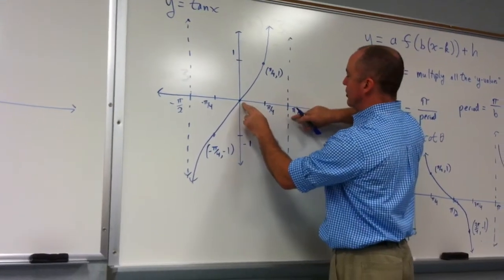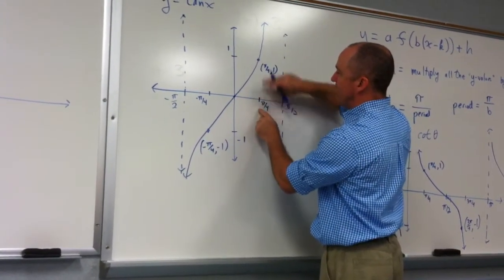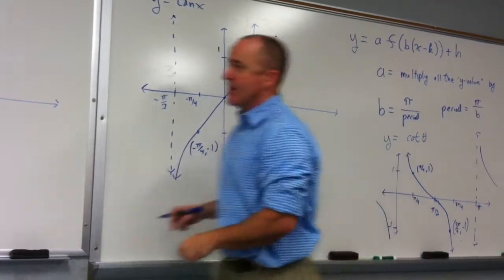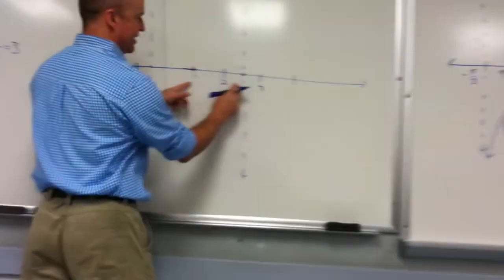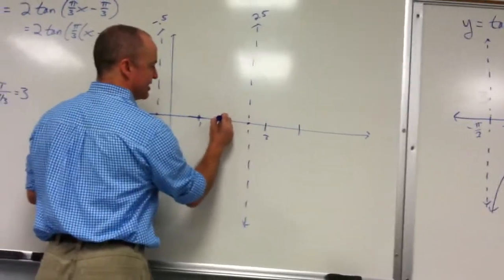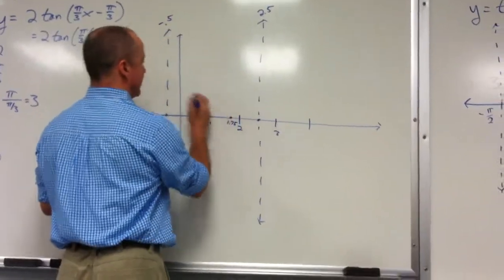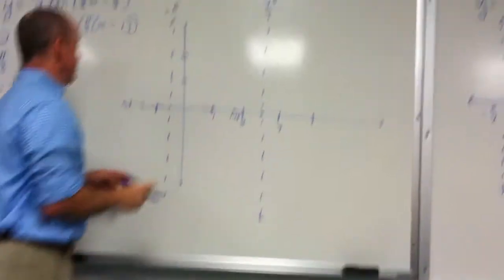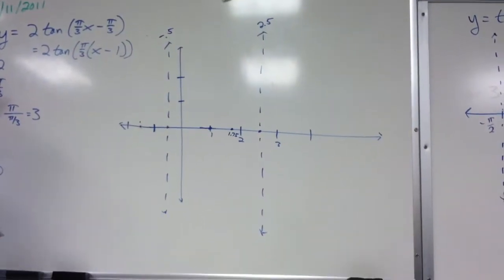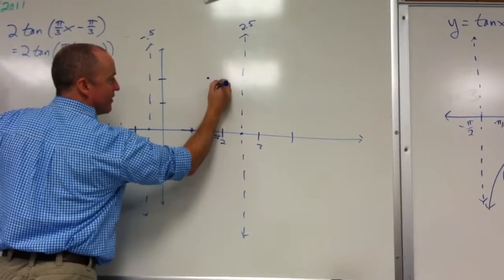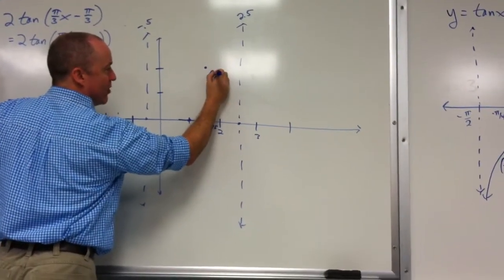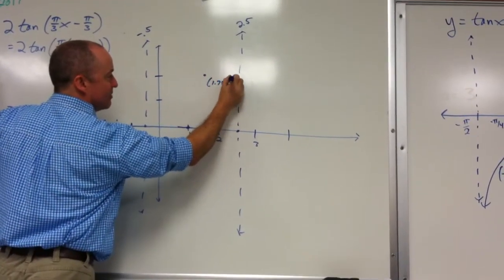Halfway in between 0 and pi over 2, you've got pi over 4, 1. Halfway in between 1 and 2.5 is 1.75. But instead of passing through 1, we have an a of 2, which means I have to multiply all of my y values. So instead of passing through 1 on the y-axis, it passes through 2.